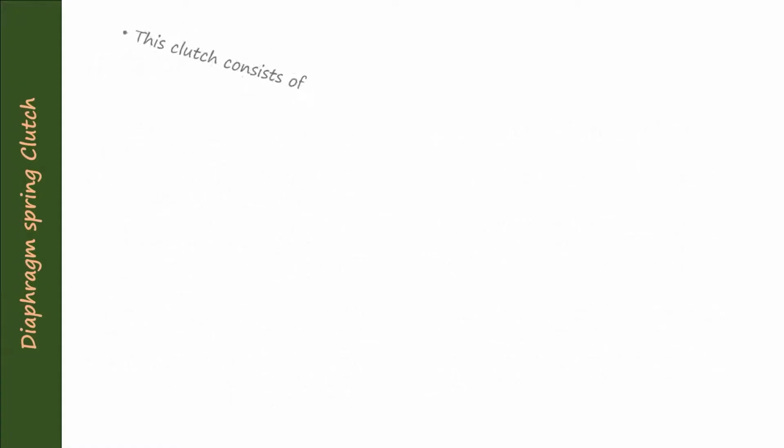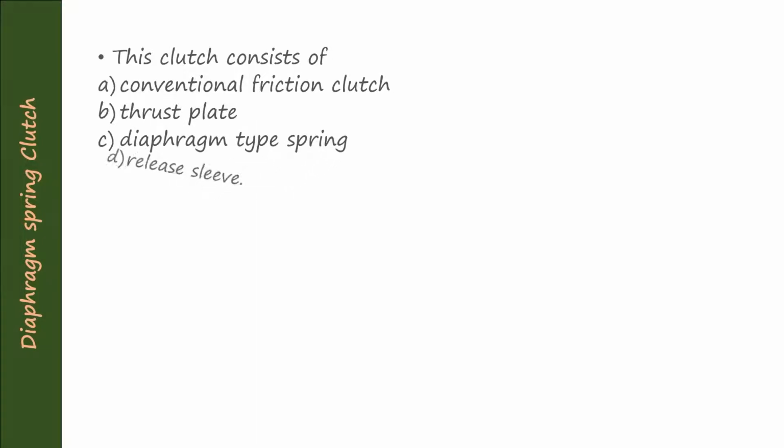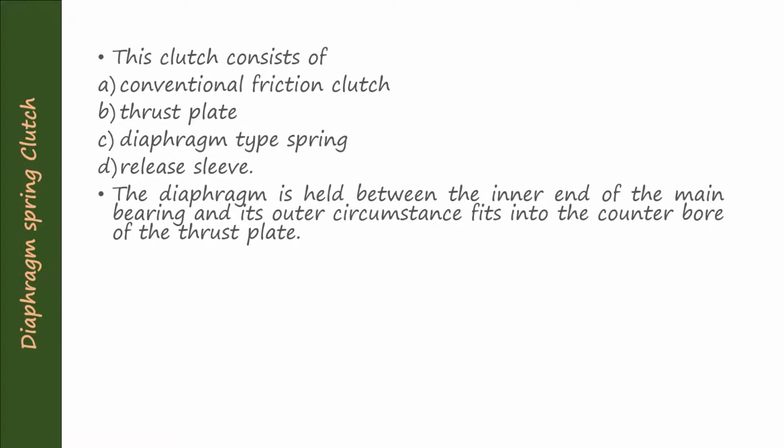This clutch consists of: number 1, a conventional friction clutch; number 2, thrust plate; number 3, diaphragm type spring; and number 4, release bearing. These are the four main parts in the diaphragm spring clutch. Next, the diaphragm is held between the inner end of the main bearing and its outer circumference fits into the counter bore of the thrust plate.